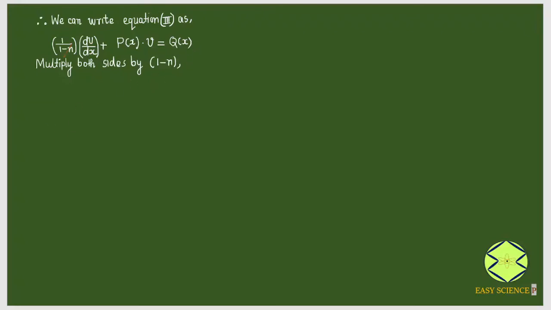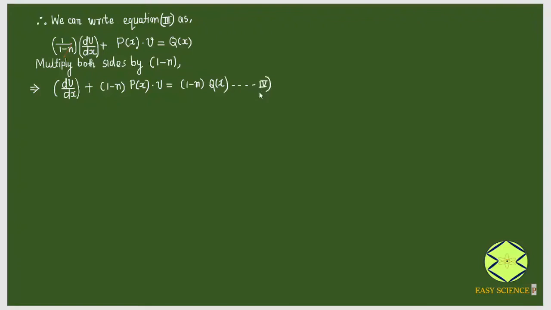So you will get a modified form of the differential equation as dv over dx plus 1 minus n times p of x times v equals 1 minus n times q of x. Let me call this equation number 4. This is my equation number 4.